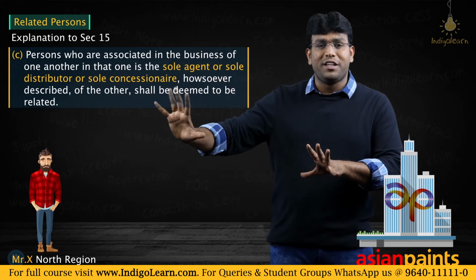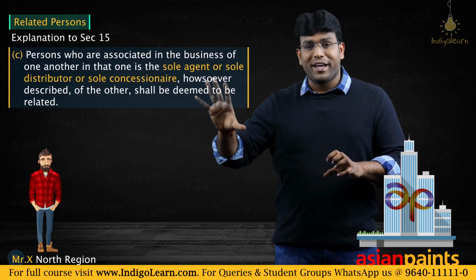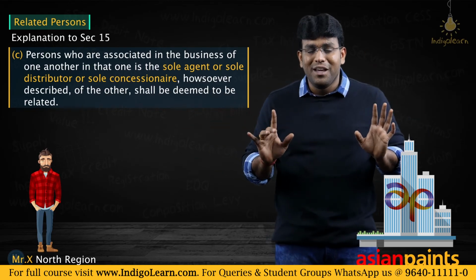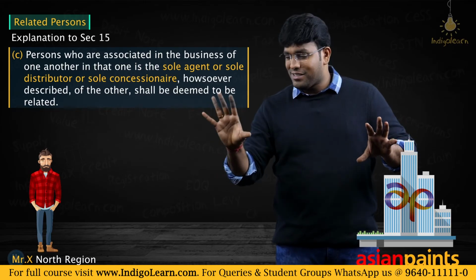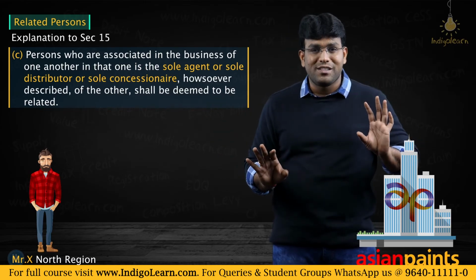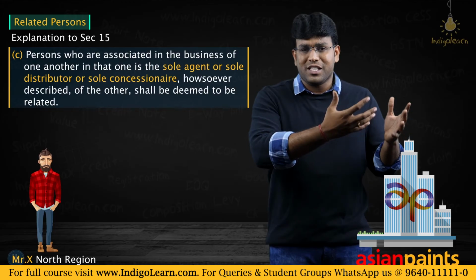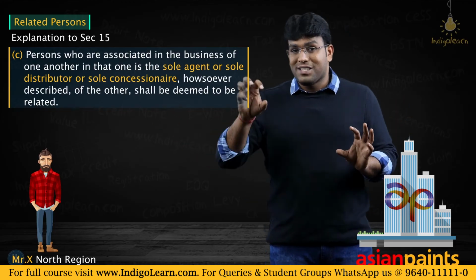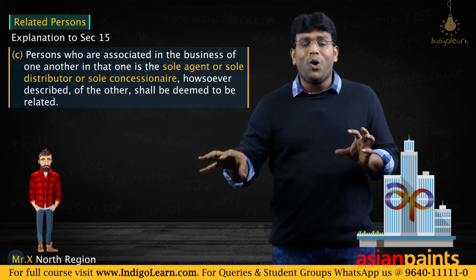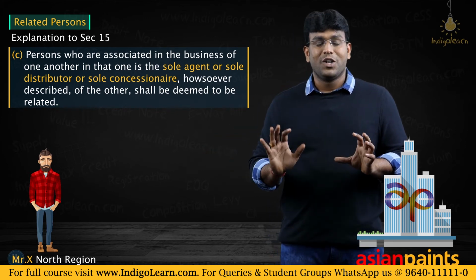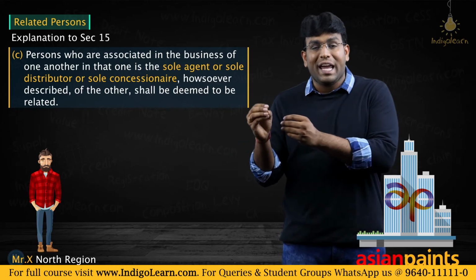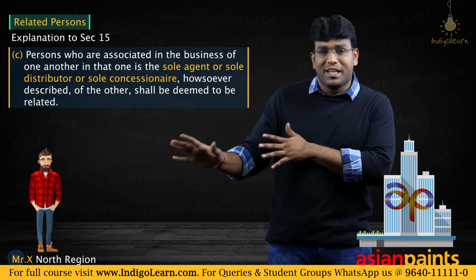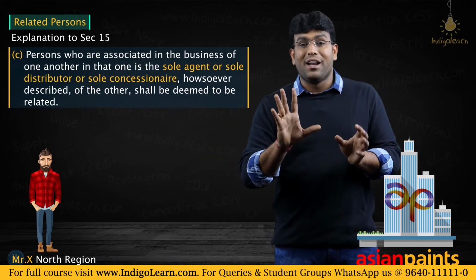So for entire North India, this person X is a sole dealer for Asian Paints. Actually, Mr. X is not an agent of Asian Paints. He is only a dealer. He is just procuring and sending off. That's all. He is not an agent. But still, he is a sole distributor. When I say an agent, he is not working on a commission basis. He is actually procuring and giving it. Still, we call him a related person.